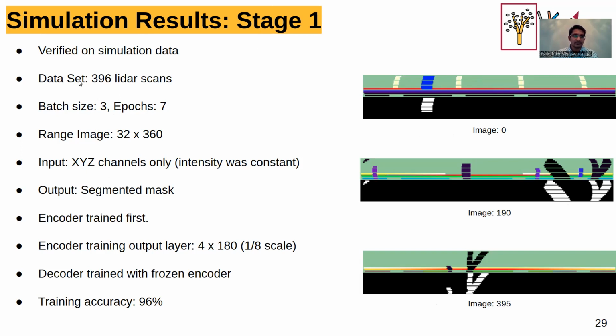A data set of 396 LiDAR scans was used. A batch size of 3 with 7 epochs was made use of, and a training accuracy of 96% was obtained. In order to train the encoder, a 1/8 scale representation of the range image was used, and once the encoder was trained, the decoder was then enabled, and then training of the decoder was performed.